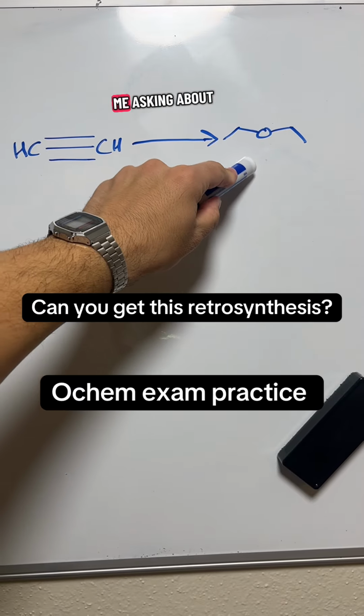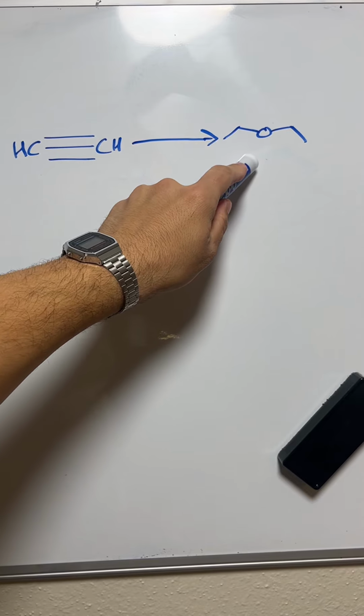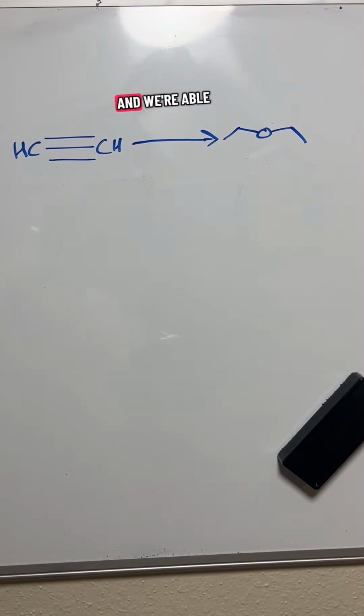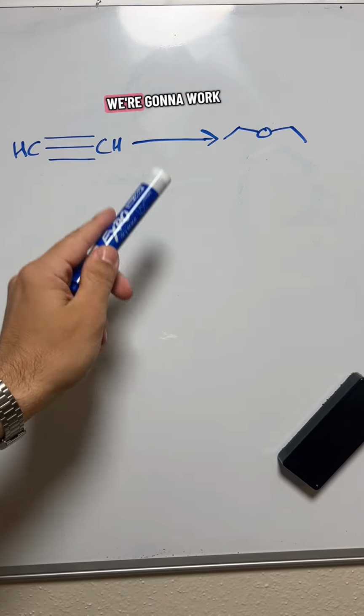Recently, someone DM'd me asking for help with the retrosynthesis of diethyl ether, with the stipulation that they had to start from acetylene. This is a nice one, and we were able to do it in just a couple of steps with a little bit of nudging them in the right direction, because I'm not going to do all the work for you, but I'm going to help you get to where you need to be. So if you're struggling with your retrosynthesis, stay put, because we're going to work through this together.